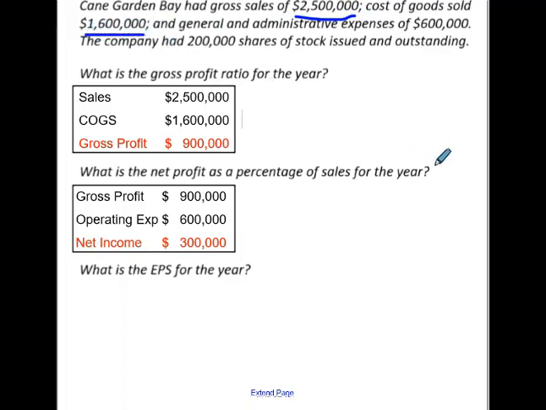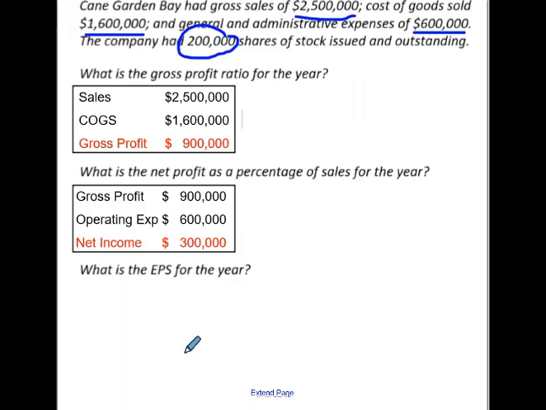$1,600,000. And Cane Garden Bay had G&A, in effect operating expenses. Remember, general administrative expenses are part of operating expenses, so $600,000. We're also told that the company had 200,000 shares of common stock issued and outstanding. So the first question is, what is the gross profit ratio for the year?